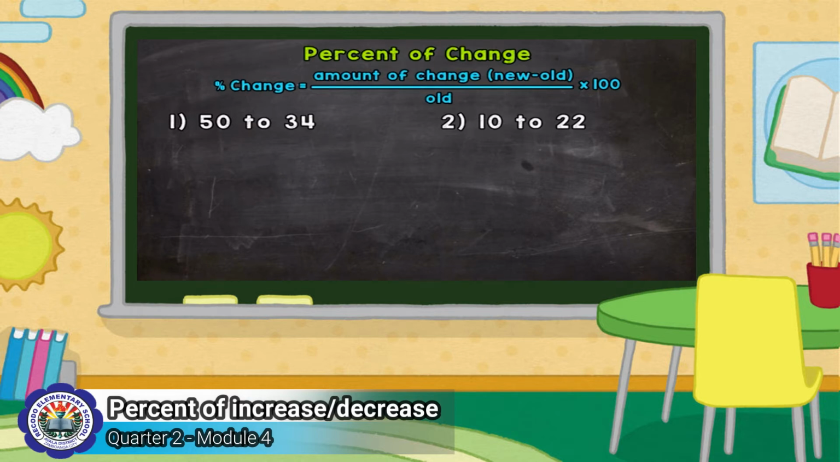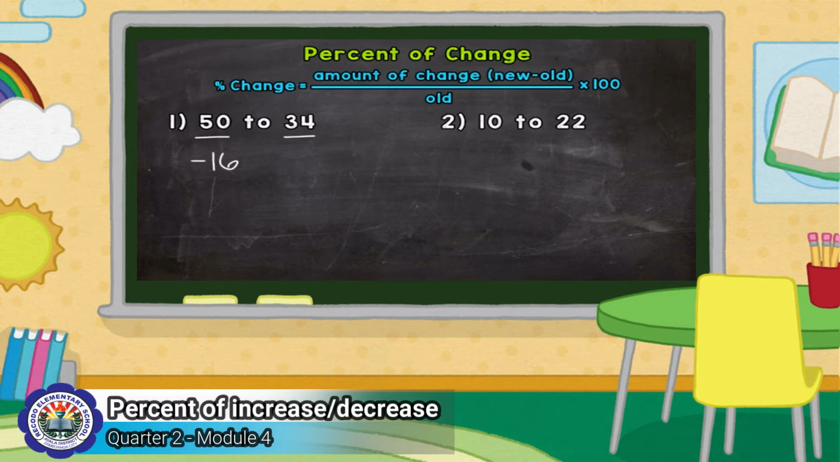So let's jump into number 1, where we have 50 to 34. So we start with a 50, and now we have a 34. So we had a decrease there. So keep that in mind as we go through our problem. So the first thing we need to do is calculate the amount of change. So the new number minus the old number will give us that. So the new number is 34 minus the old number of 50. So 34 minus 50 gives us a negative 16.